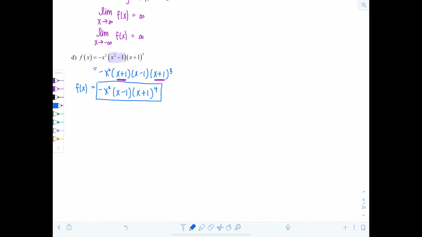What if you didn't do that? Would all be okay? No, it would certainly not be okay, because you might think, oh, the multiplicity is 3 on x plus 1, but really it's 4. See how dangerous it could get?